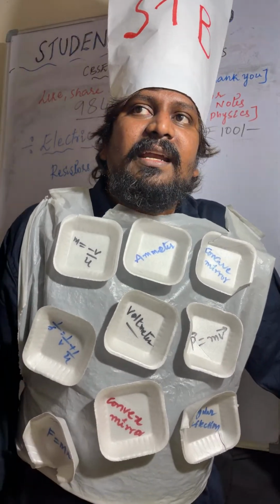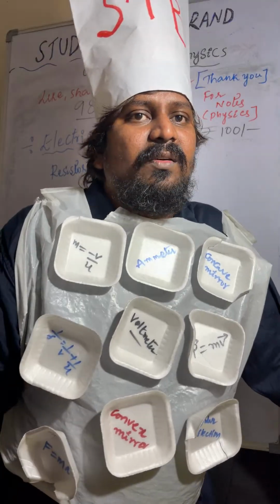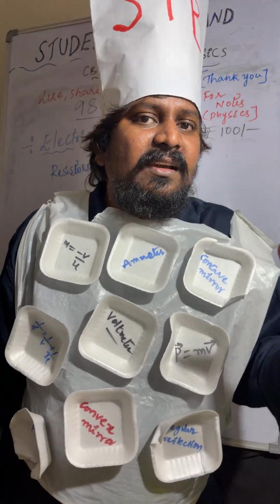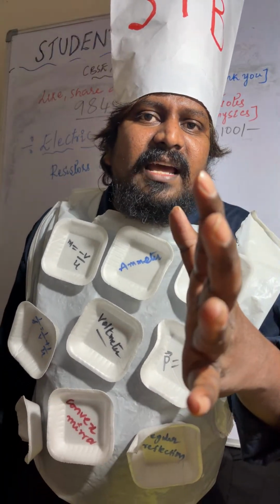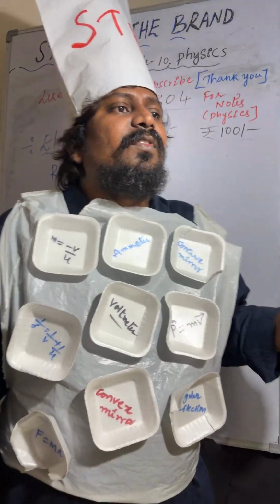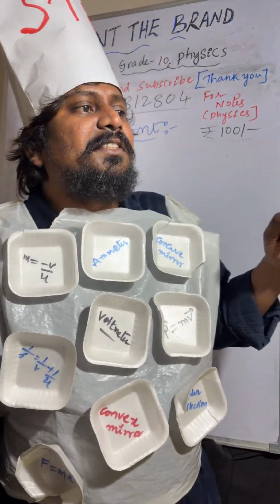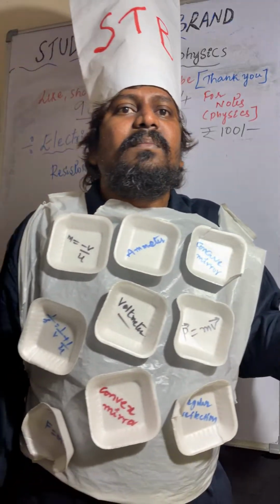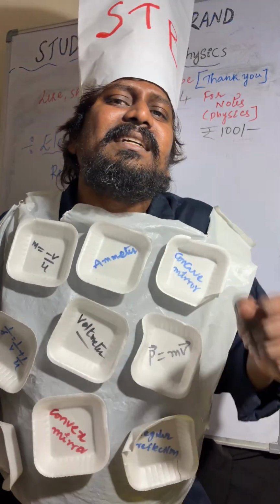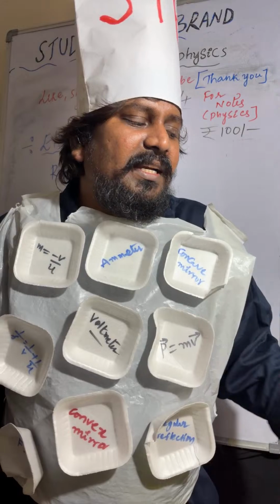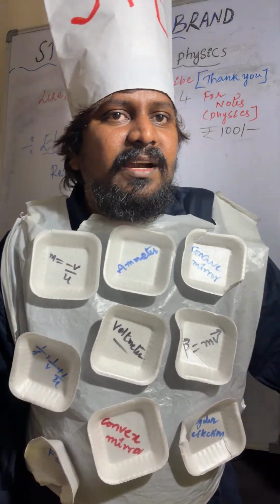After that, we discussed Ohm's law. Ohm's law is nothing but the potential difference across the ends of a given metallic conductor is directly proportional to the current flowing through it at constant temperature. So that we discussed. Next one, metals required.